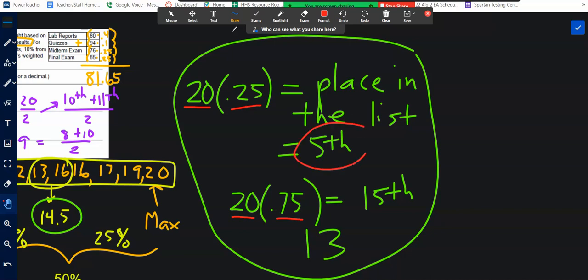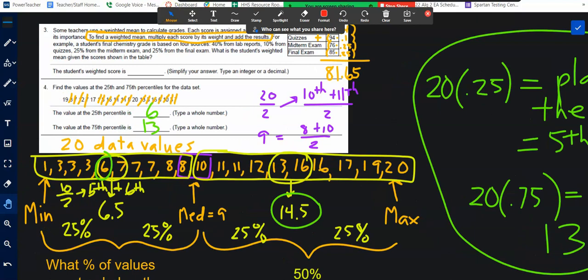This tells me the place in the list. The 5th place in the list is what I'm looking for. The 15th place in the list is what I'm looking for. So as long as the values are in order from least to greatest, then all I have to do is go find that value in the list. So the 5th one in the list is 6. And the 15th one is 13.